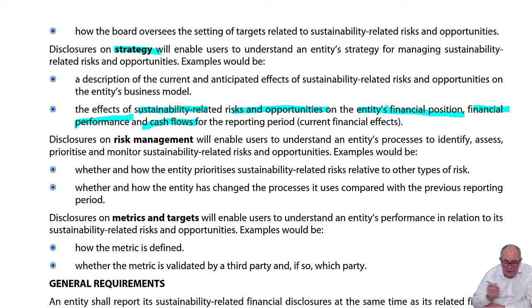Down to the third tier, risk management. Which will I go for? Well, for example, how do you prioritize sustainability risks relative to other types of risk? Is it just a box-ticking exercise when you've done all the other risks that you were bothered about, or does it come high up on your list?